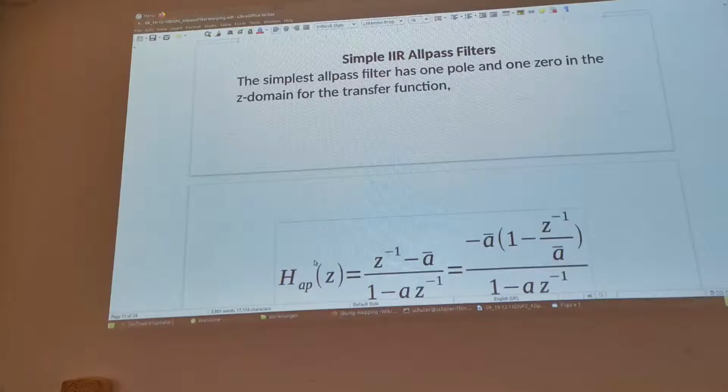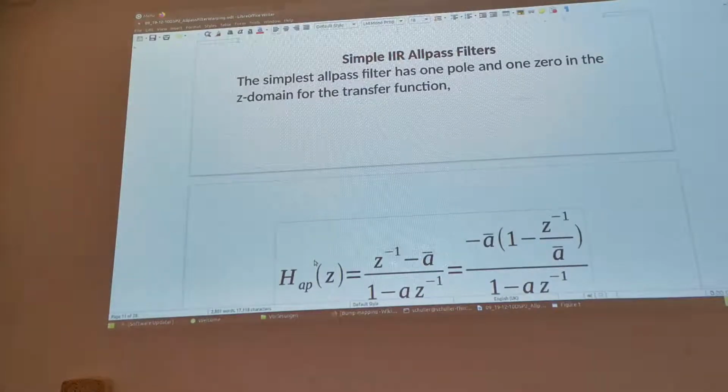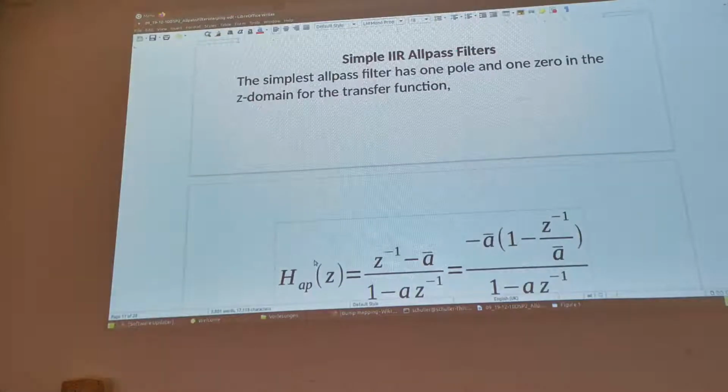Yeah, so then we come to a simple IIR all-pass filter. What we just saw was not so simple. Simple means we have just one pole and one zero in the Z domain, and we can write our transfer function with just one coefficient.